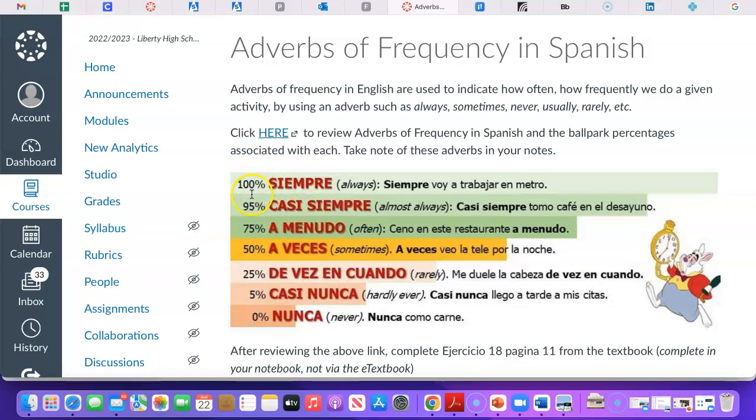They're not totally exact, but generally speaking, siempre is always, right? Something that you always do. Nunca would be the exact opposite, meaning never. A veces would be right there in between, right? Sometimes. A veces. A menudo or muchas veces would be something that you do often. So you can see those different adverbs of frequencies there.